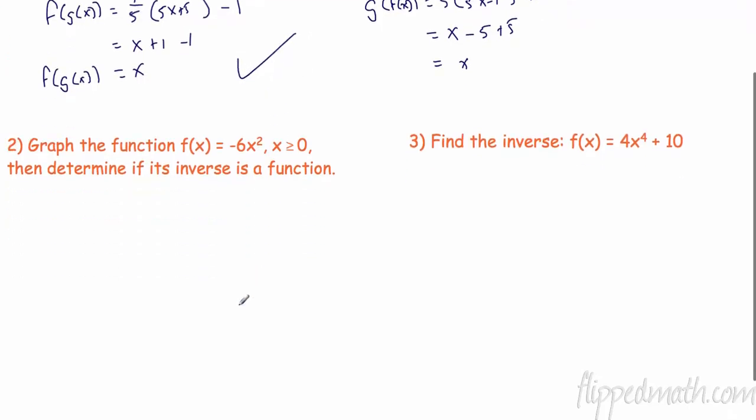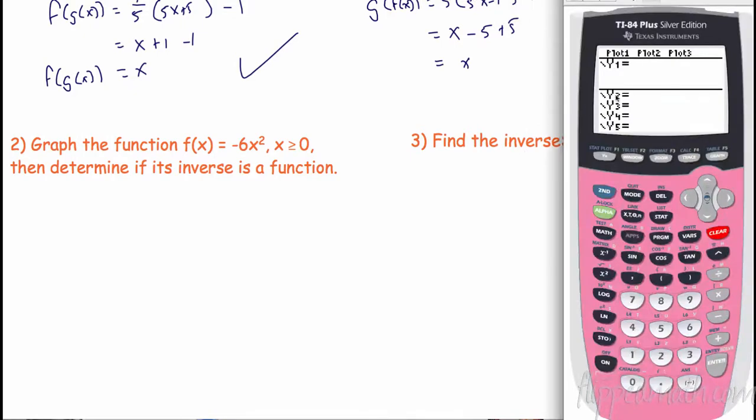Come down here, graph the function y equals negative 6x squared, x is greater than or equal to 0, then determine if its inverse is a function. So right now, I want you to plug that into your calculator, y equals, and let's see what we got. I'm going to put in negative 6x squared. All right, so I'm going to graph that.